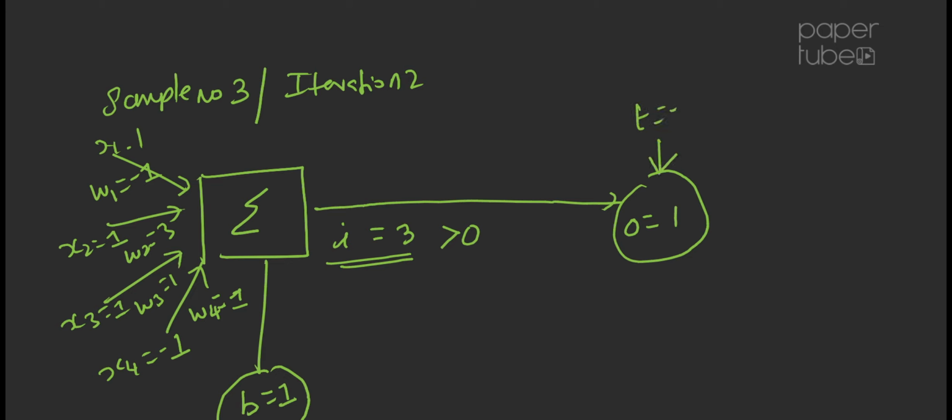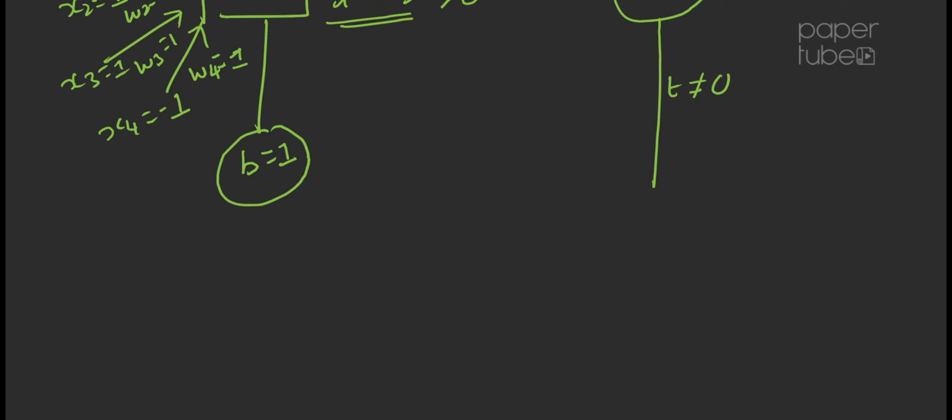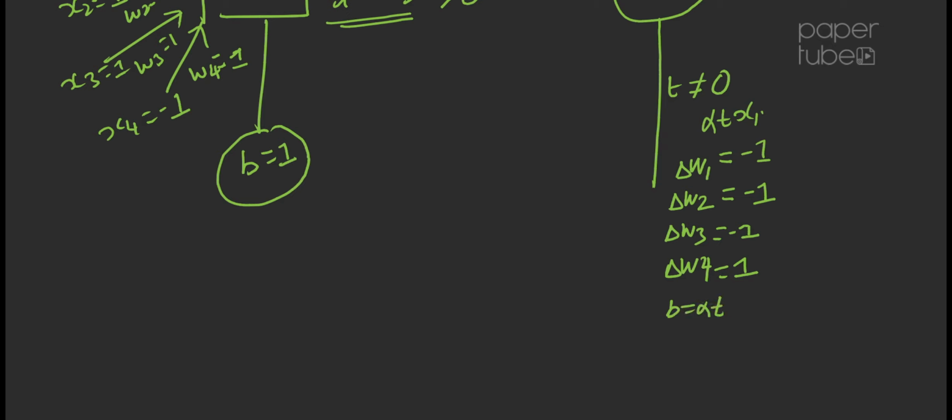But our target value is equal to -1, and now your target is not equal to your output, which means we have to change again our weight, which means we have to calculate the change in weight using the same formula, alpha t xi. So this makes delta w1 equal to -1, delta w2 will be equal to -1, calculate it, delta w3 will be -1, delta w4 will be equal to 1, b will be equal to alpha t, that should be equal to -1.